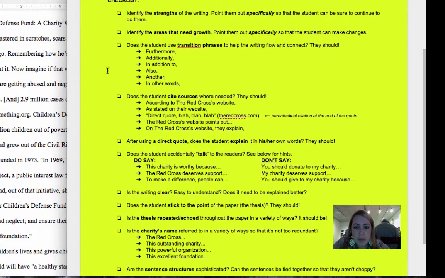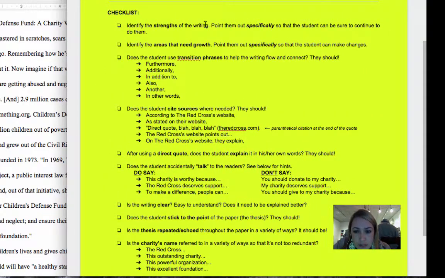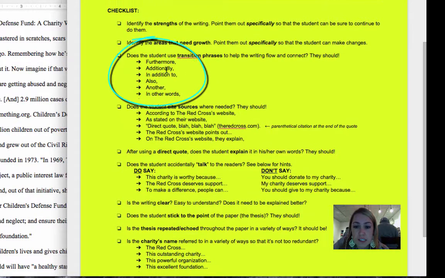The first thing about this checklist is you need to identify the strengths of the writing. Point them out specifically so the student can be sure to continue to do them. The next thing is to identify areas of growth. Point them out specifically so the student can make changes. Does the student use transition phrases? They should. Here are some transition phrases.